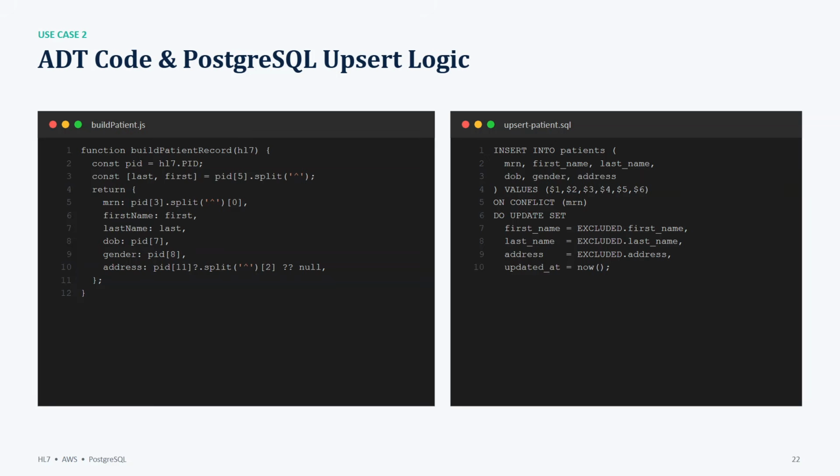Same pattern as before applied to patients. We extract the fields from PID into a clean object, then insert into the patients table keyed on MRN. Notice how similar this SQL looks to the appointment upsert from the last use case. That's not an accident. Once you have built one idempotent upsert pipeline, you have basically built the pattern for all of them.